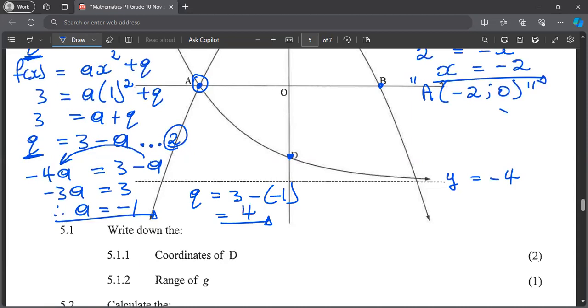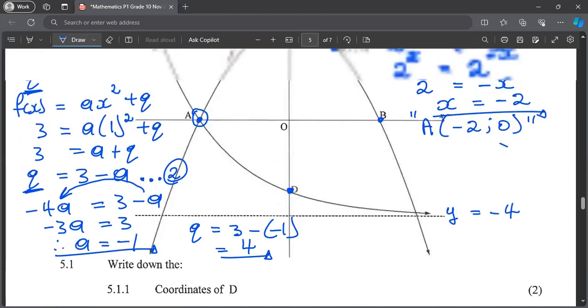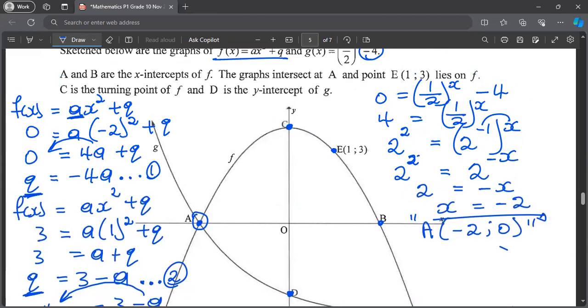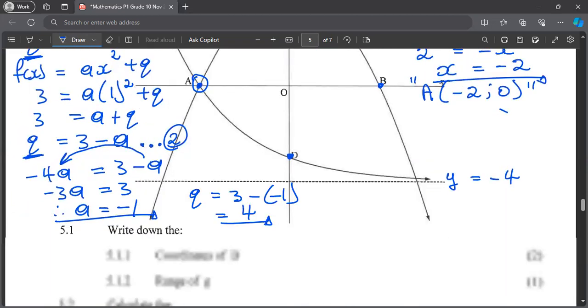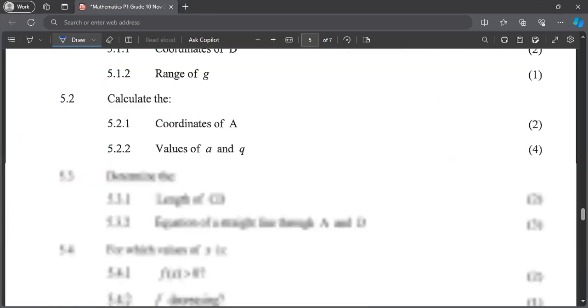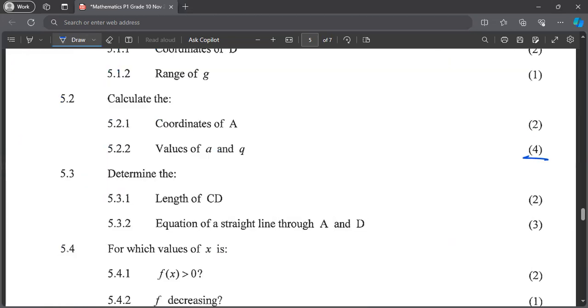Are you fine? Right. And what is Q? Q is just the y-intercept. So this means the coordinates of point C will just be (0, 4). And then your happiness is complete for this question.